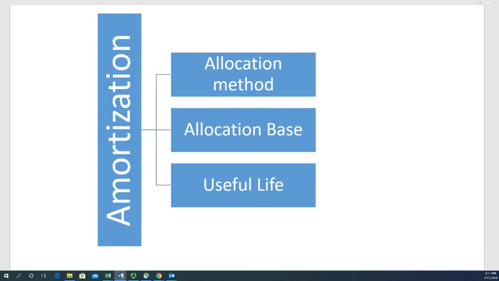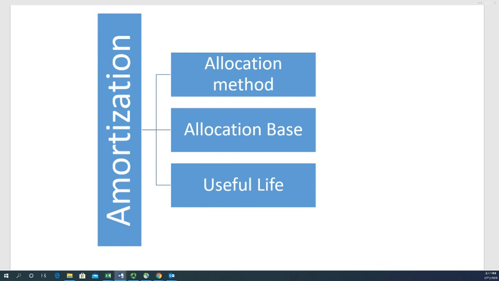Popular opinion among non-accountants, or those early in their studies, is that depreciation is necessary because assets inherently lose value over time. But in fact, the term amortization is a systematic way to spread the cost of the asset across its useful life. So it's essentially matching the cost of the asset to the benefits received from its use. In order to calculate amortization, you have to know three key things. You have to know the allocation method, the allocation base, and the useful life.